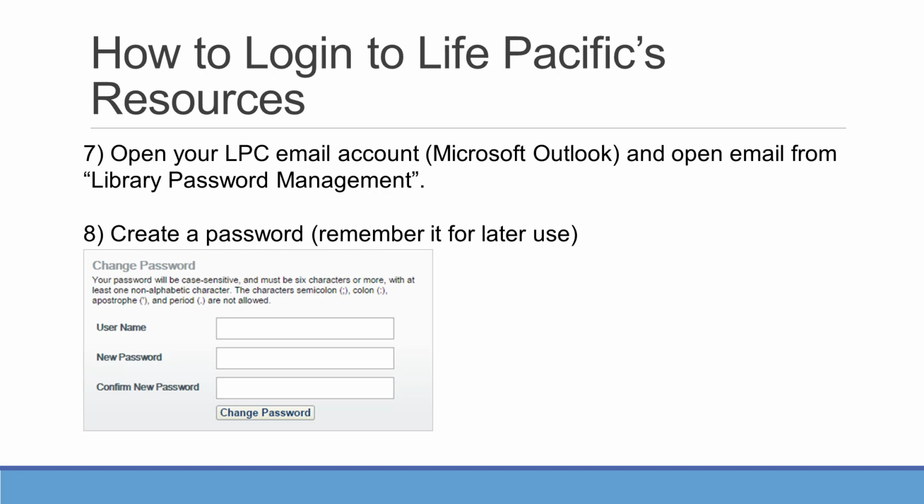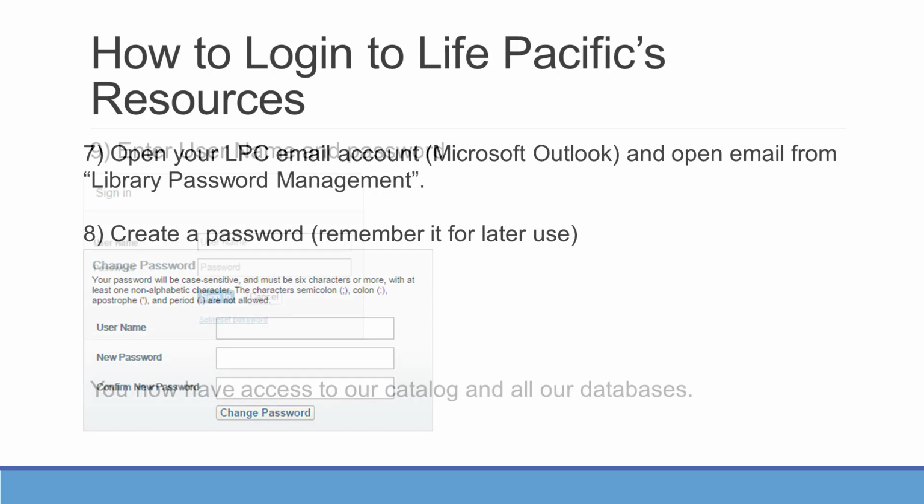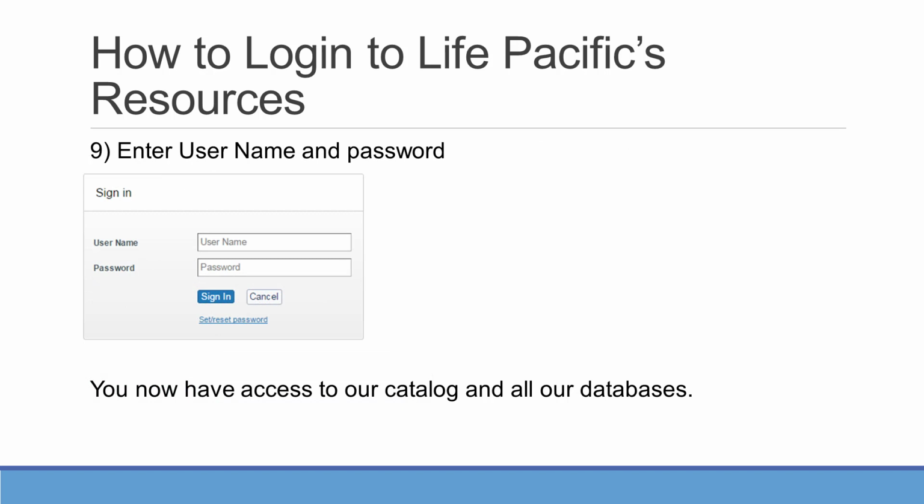7. Now open your LPC email account. It is a Microsoft Outlook account, and open the email from Library Password Management. 8. Now create a password that you can remember. Lastly, enter your username, your Life Pacific student ID number, and your new password. You now have access to our catalog and any of our databases. This same sign-in screen is what you should see whenever you start to do research with your Life Pacific resources.